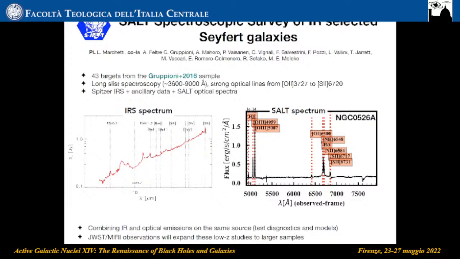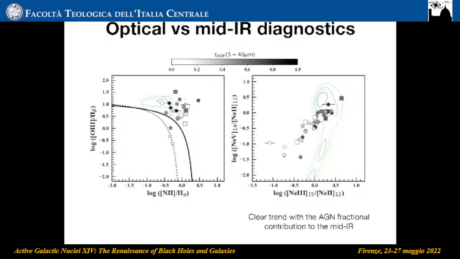This is a very important question to answer because MIRI is going to provide us spatially resolved data for low redshift galaxies that we can combine with the spatially resolved data already existing in the optical, for example. And in the future, there will be mid and far infrared spectroscopic observations that will probe targets at higher redshift, so we can do some preparatory work for these future surveys and missions.